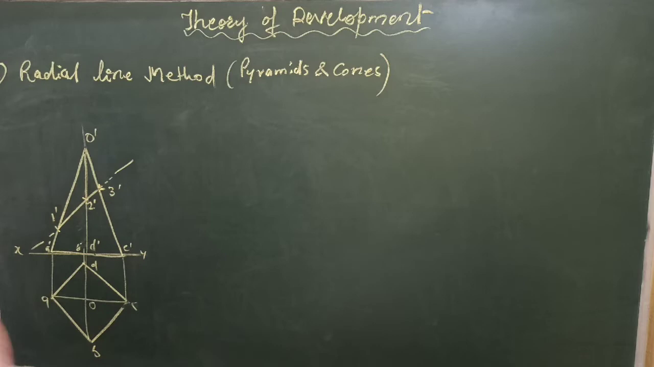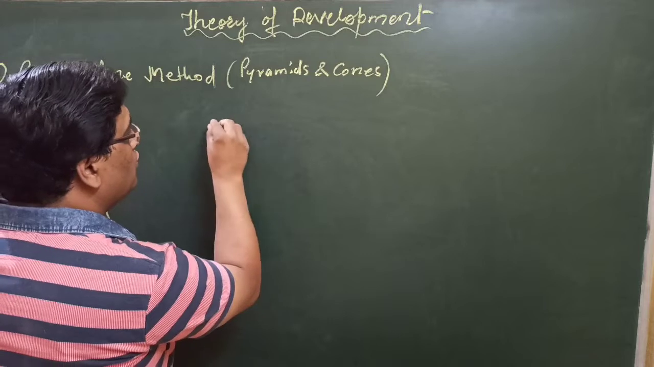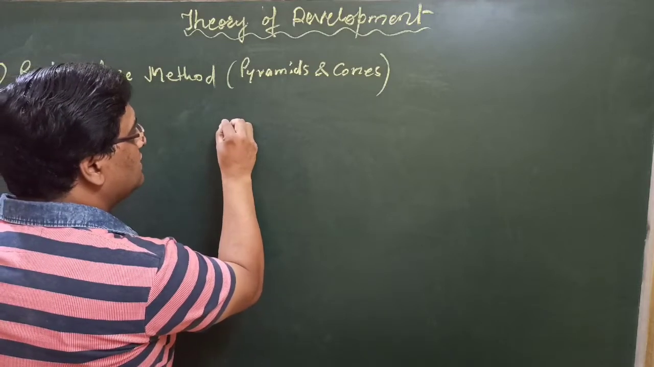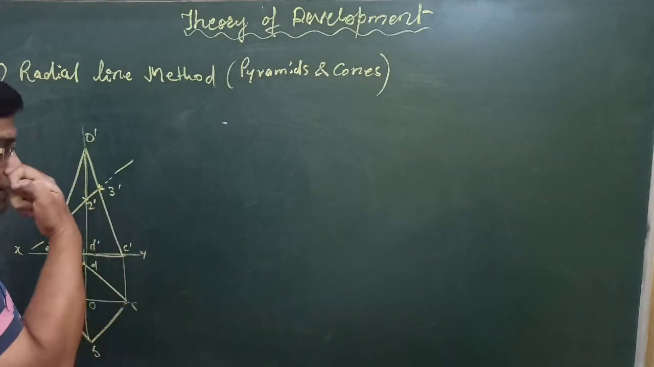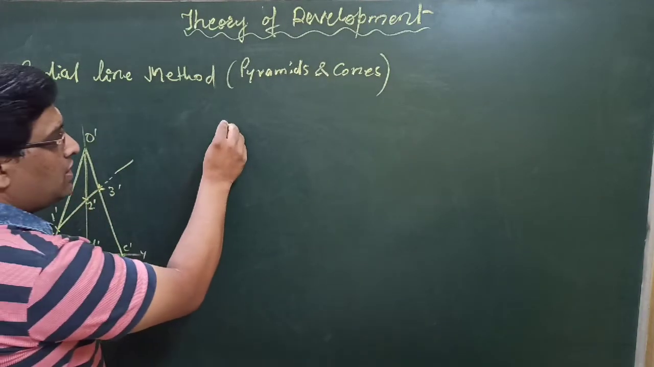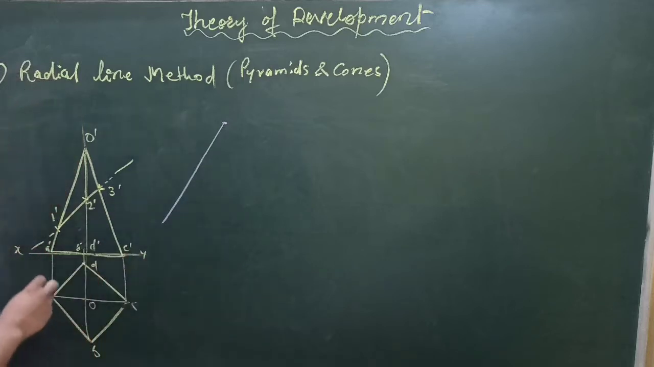Now, how to start development of pyramids and cones? For that, the radial line method is there. What happens actually in that? You have to take any point O anywhere in the space. You can take the distance anywhere in the space. Draw a line equal to the true length of the slant edge.